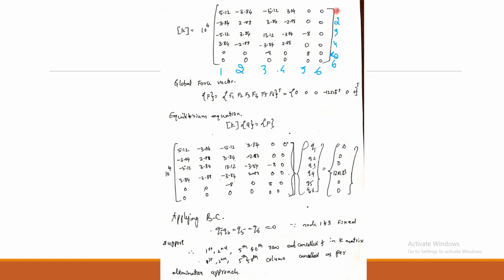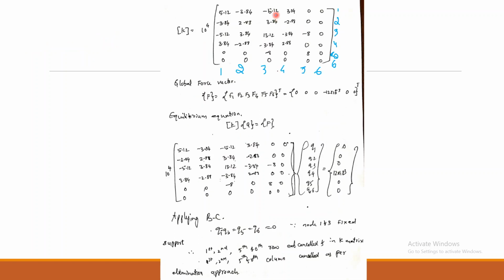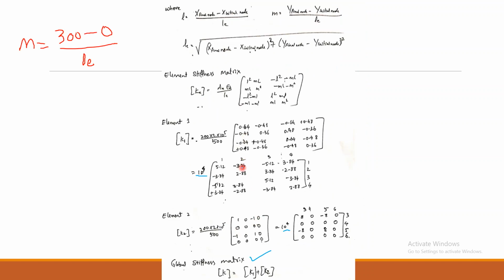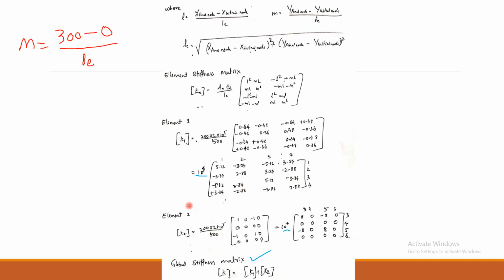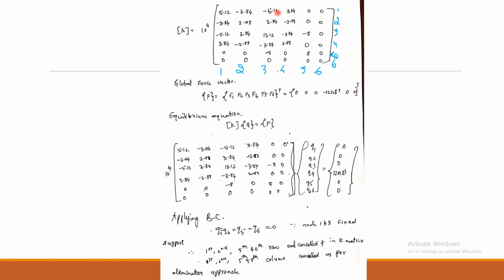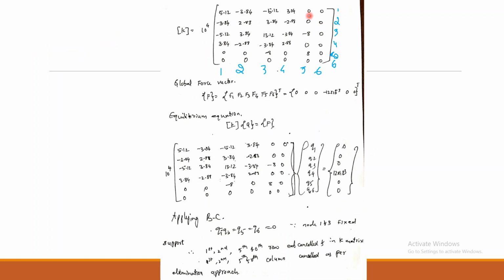Once it is done, each coefficient you observe from these two stiffness matrices. For 1 1 we are having only one term, that is 5.12. We just write down that number. Here 2 1 is minus 3.84. Then 3 1 and 4 1, just take it from those terms here: minus 5.12, 3.84. And for 5 1, we don't find any connectivity from this table as well as from this table, so that's why it will be 0, and it will be 0.